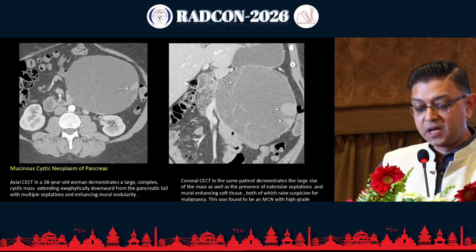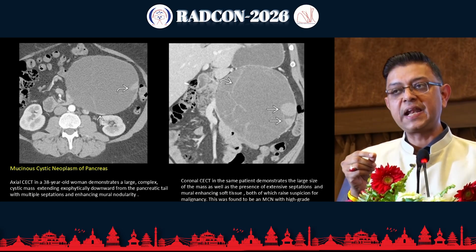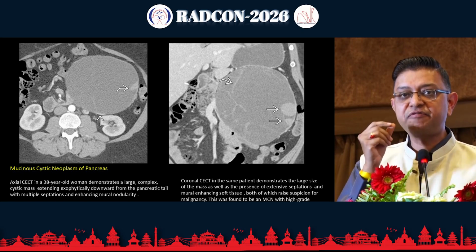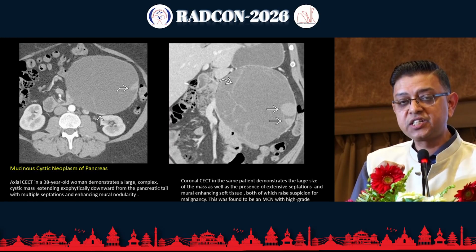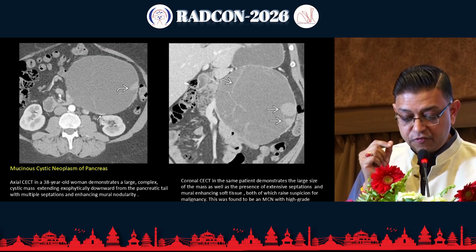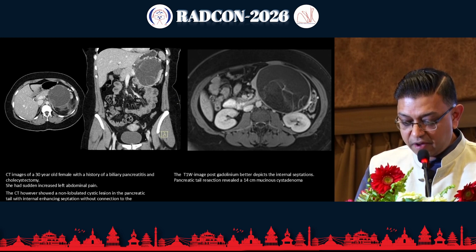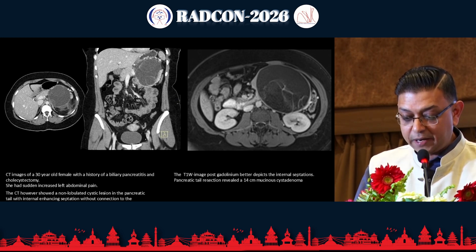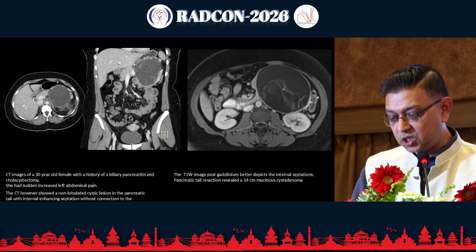Mucinous cystic neoplasm. But here what you see is an enhancing mural nodule. The moment you see an enhancing mural nodule, you know that this is a frankly malignant lesion, or in future will turn out to be a frankly malignant lesion. So these cases will go in for resection. Another case, you've got multiple septa, but you also have mural nodularity, very, very bad prognosis. And these turn out to be high-grade pancreatic carcinomas.